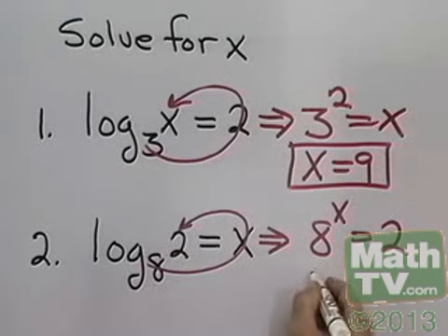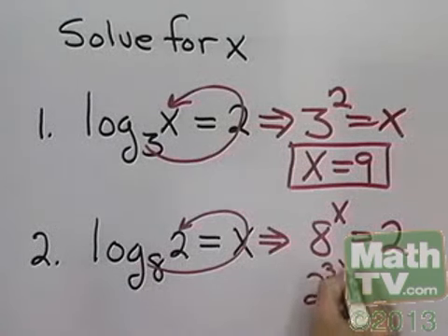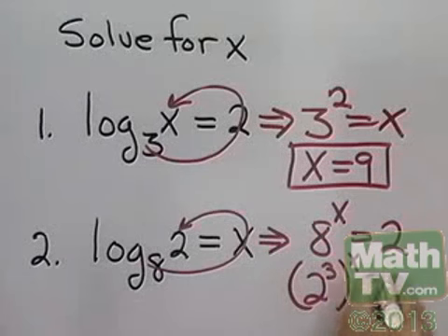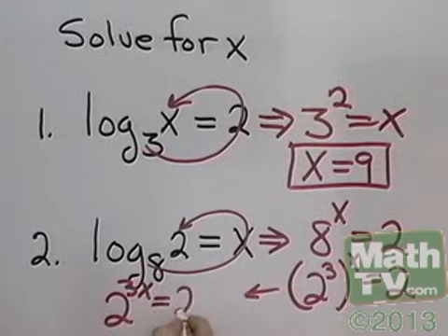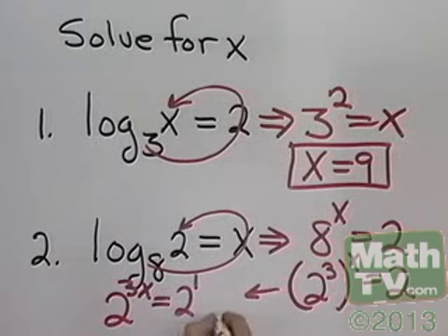I'm going to write this as 2 to the third to the x is equal to 2. Let's move it over this way. That means that 2 to the 3x is equal to 2 to the 1. That means that x must be equal to, I'm just going to go down here, 3x is equal to 1.